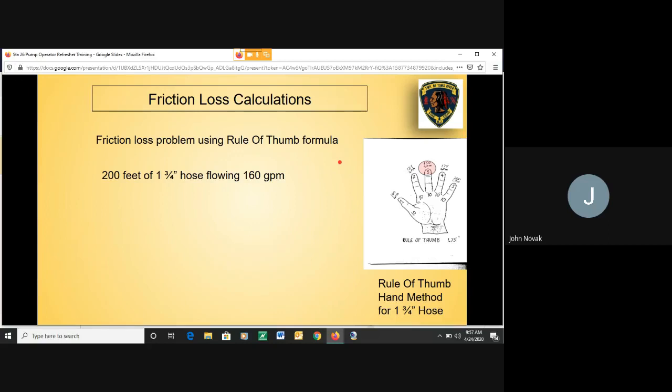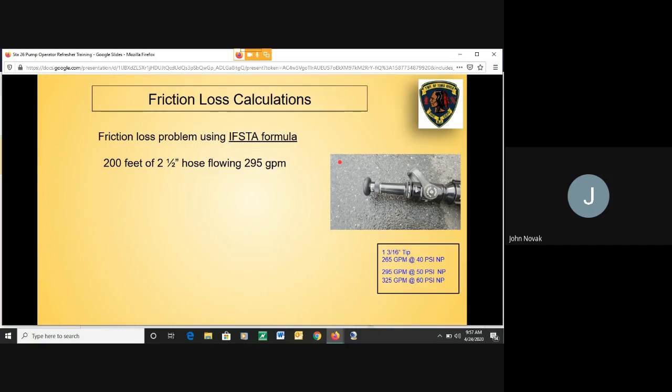If we use the hand method, that would be 3 times 10 is 30, so friction loss for every 100 feet would be 30 psi. So in this illustration with this problem, we would come up with a friction loss of 60 psi and a nozzle pressure of 50, so we'd be at 110. Using our coefficient, we said our pump discharge pressure would be 100, so we're really not that far off using the hand method for inch and three-quarter.